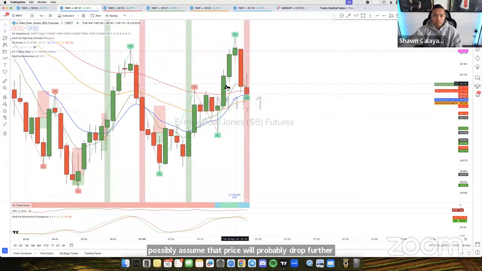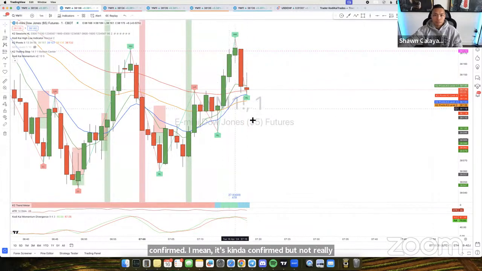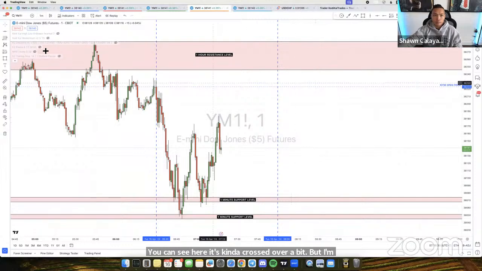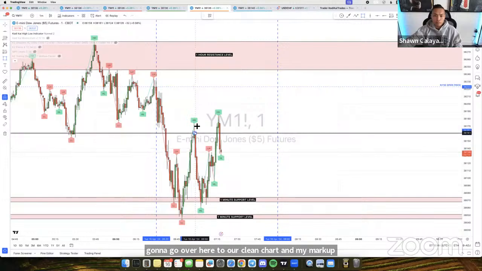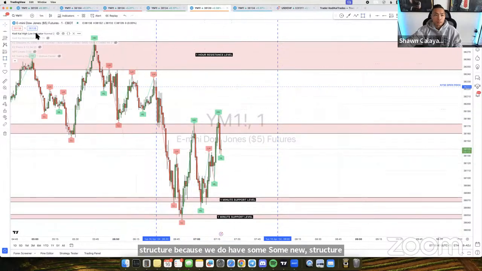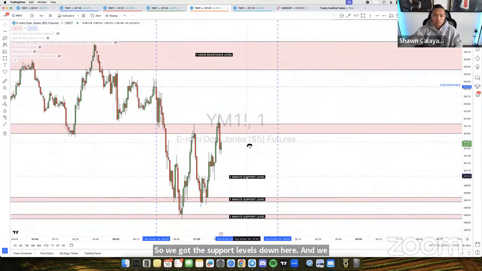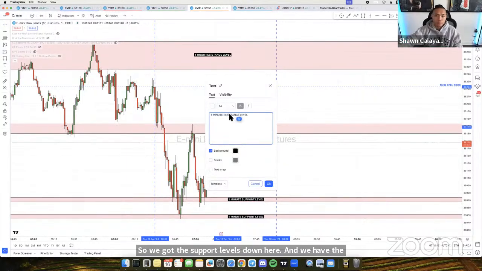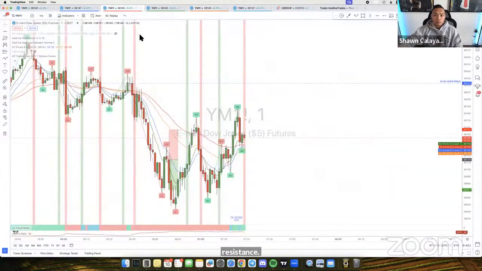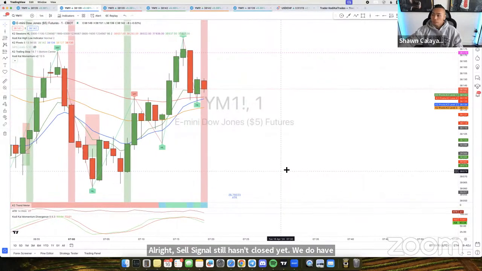I'm not going to take the trade here because the trend is not confirmed. I mean, it's kind of confirmed, but not really. You can see here it's kind of crossed over a bit. But I'm going to go over here to our clean chart and I'm going to mark up structure because we do have some new structure here. So we got the support levels down here and we have the resistance up here. Nice. All right, sell signal still hasn't closed yet. We do have the bearish divergence though.